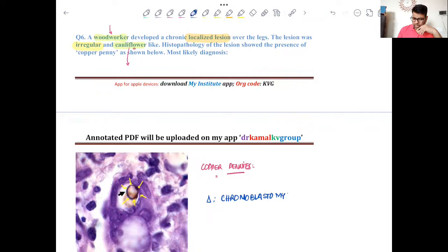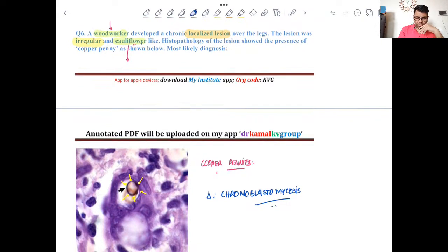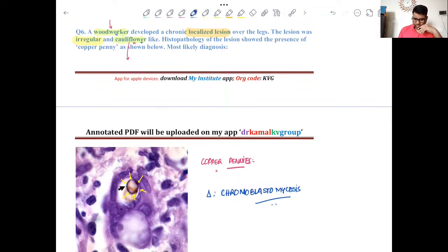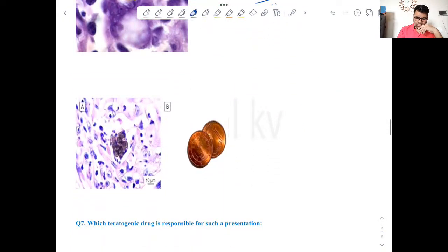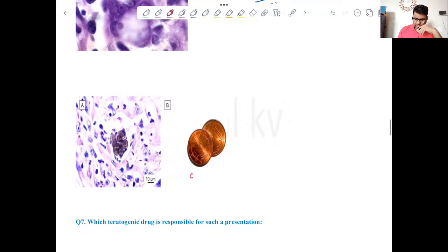chromoblastomycosis. Clear? So this is chromoblastomycosis, cauliflower like growth in people dealing with plants or agriculture, and copper pennies. Straight away you can mark your answer as chromoblastomycosis. So you can see these are copper pennies, sometimes also known as medlar bodies, right? So very easy to identify. Just remember these copper pennies and you will never be wrong in your answer.